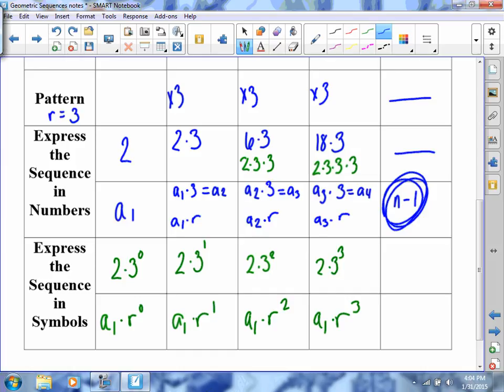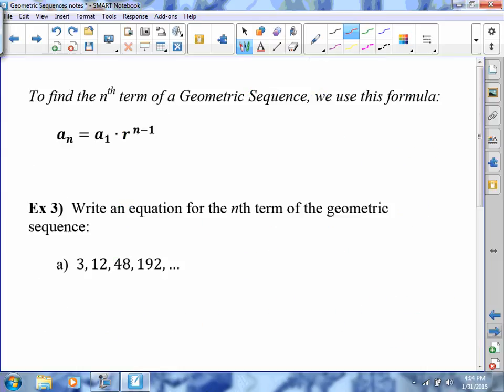So if I want to write a generic equation now, let me write it in red. Here we go. I'm going to start with my a sub 1, my first term, times my ratio. But then I'm not going to put a number up here for my exponent. I'm going to put the n minus 1 because it's the number of the term that I want to find minus 1. So this is the equation that we're going to use whenever we're finding a geometric sequence.